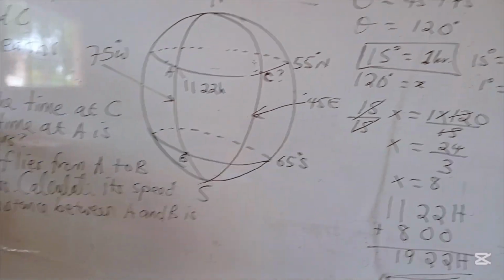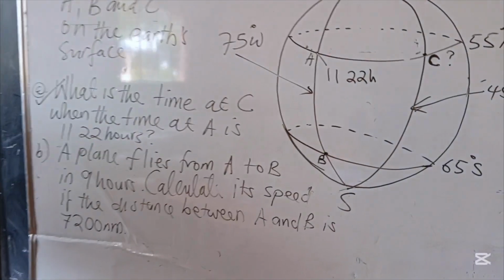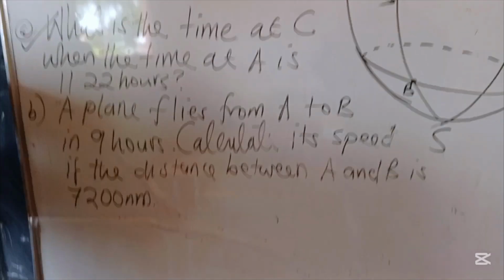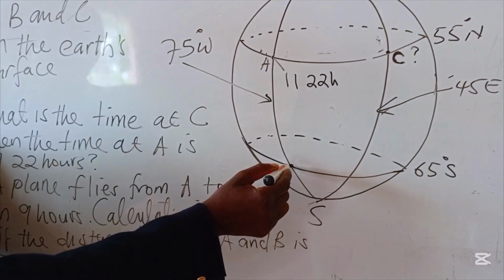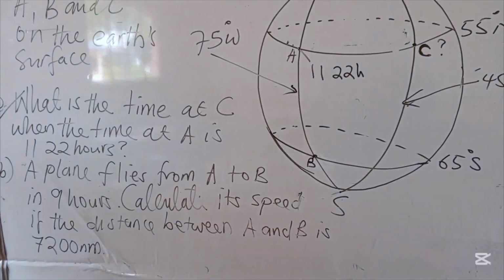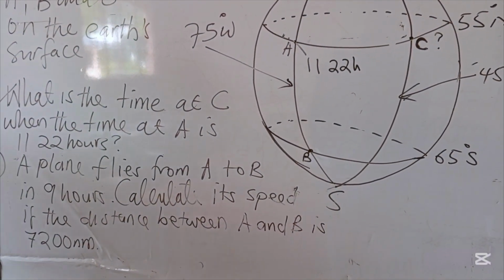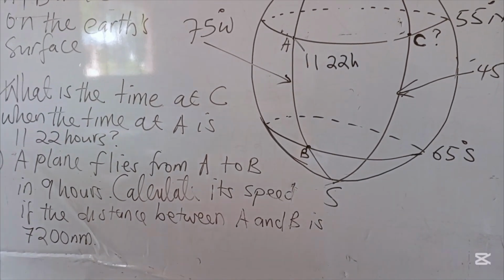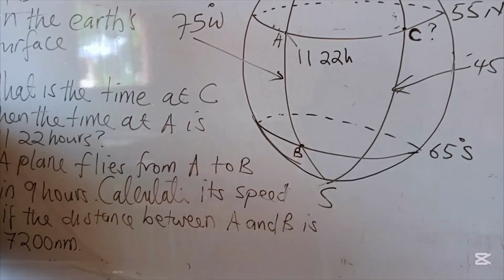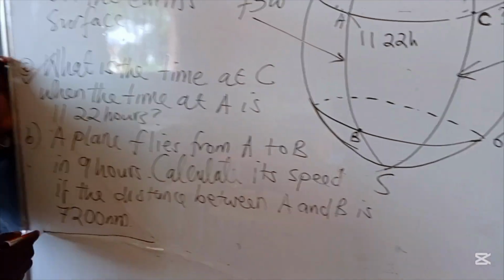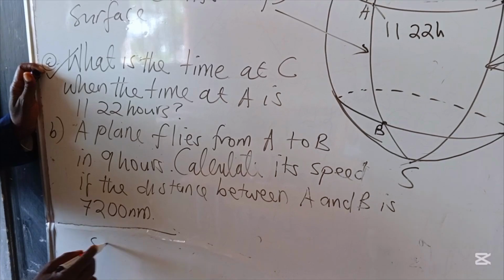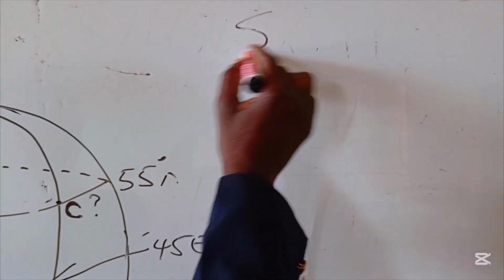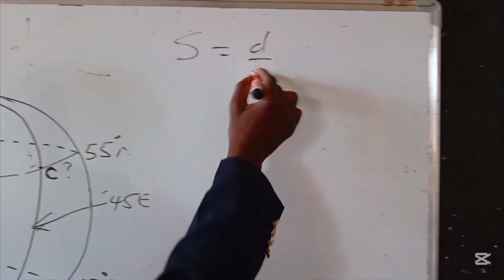So, this was our A. We go to B. We are told that the plane flies from A to B in 9 hours. Calculate its speed if the distance between A and B is in nautical miles. So how do we answer this question? Speed is equal to distance over time.